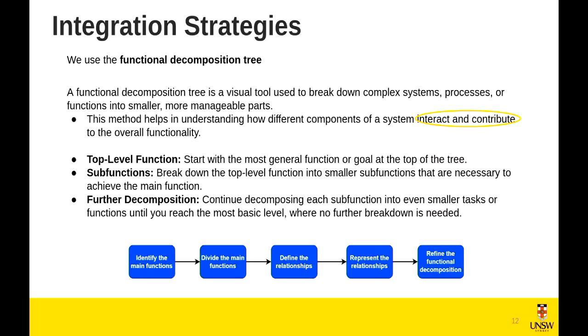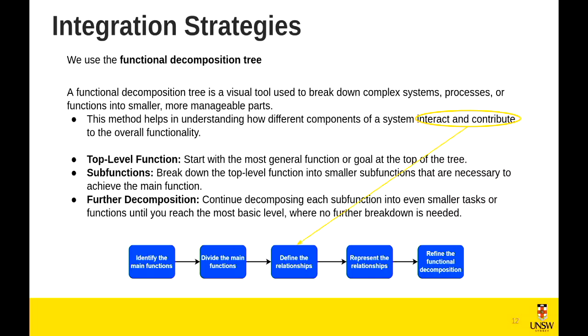And this is the workflow of identifying a functional decomposition tree. The first step is to identify the main function in the system, which corresponds to how we determine the top-level function. Then we divide the main function, and we define the relationships between the different components divided from the main function. After that, we can represent the relationships by connecting them into a tree. And then, if needed, we can further refine the decomposition to add more branches or leaf nodes to include more details.